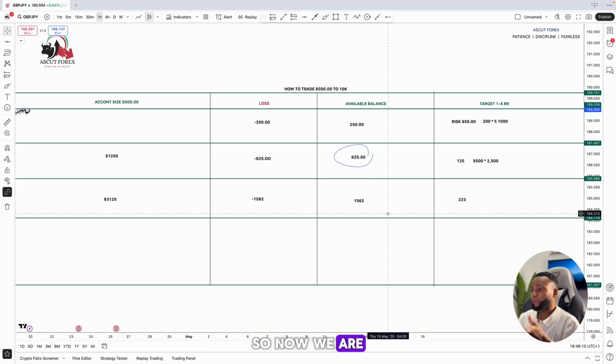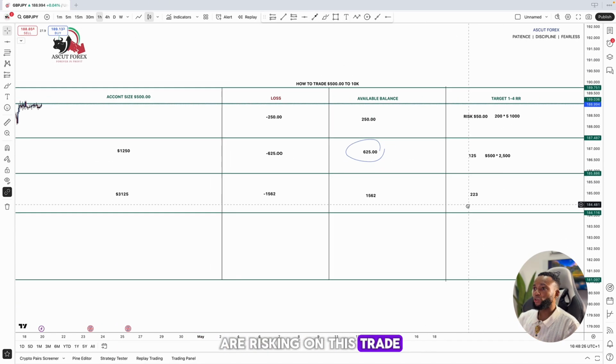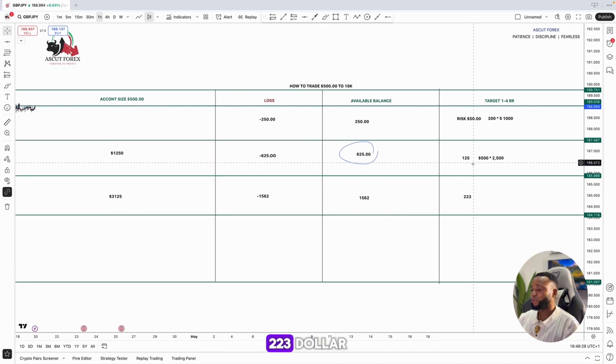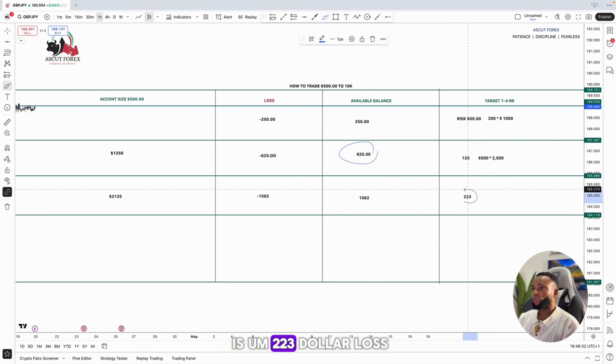So now we are doing the same calculation again. Remember, we are trying to trade 500 towards 10,000. Currently we are up on what? 3,000, but our drawdown is now what? 1,562. That's our available balance we have now. So remember, what are we risking on this trade? $223. This is what we are risking on this particular trade.